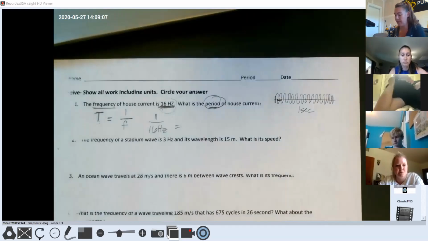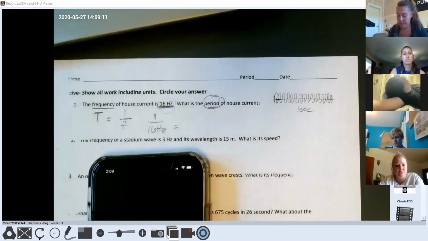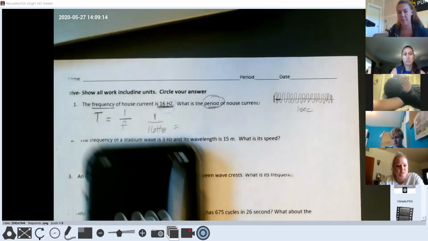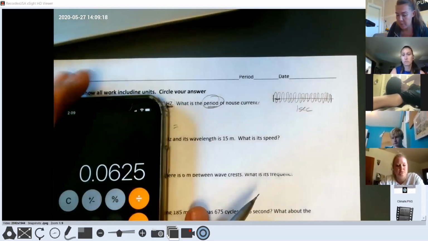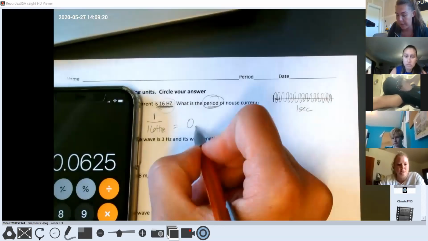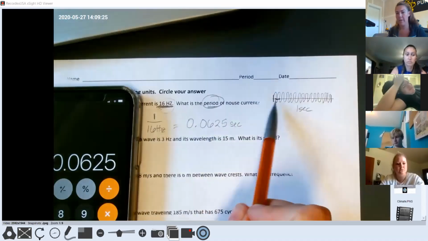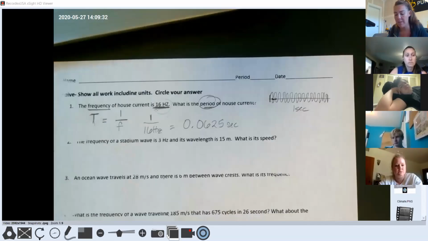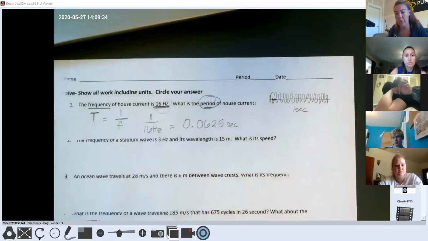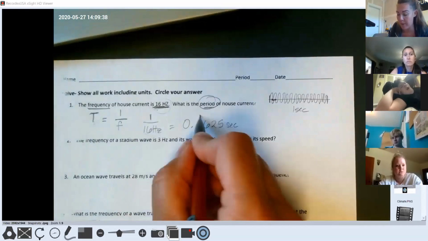So just take your calculator and literally do 1 divided by 16, and that's going to give us a number of seconds. So it's going to be 0.0625 seconds. So it's a small amount because remember, it's a portion of a second. It's how much time it takes for one wave cycle. Okay, so all the ones that ask for period, just 1 over the number and divide it out and get an amount of seconds. It's a time.